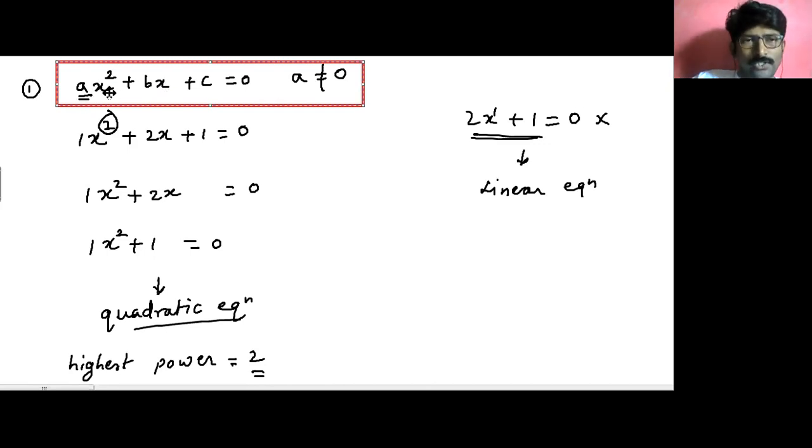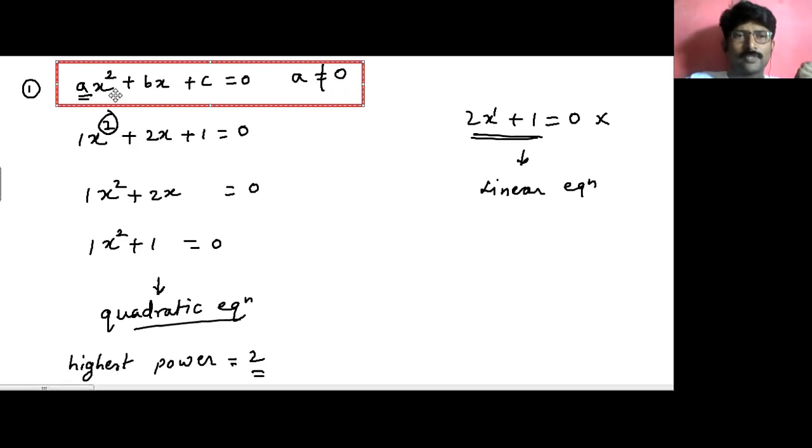Now, why should this a not be 0? Suppose the moment you put a is equal to 0, this term becomes 0, and then the highest power of the equation becomes 1. So then that cannot be a quadratic equation. So what is a quadratic equation? A quadratic equation has highest power 2, or else an equation which has two roots or two solutions. That is called a quadratic equation.